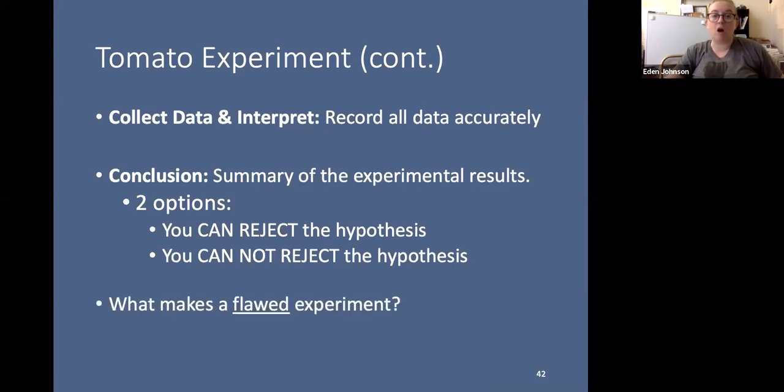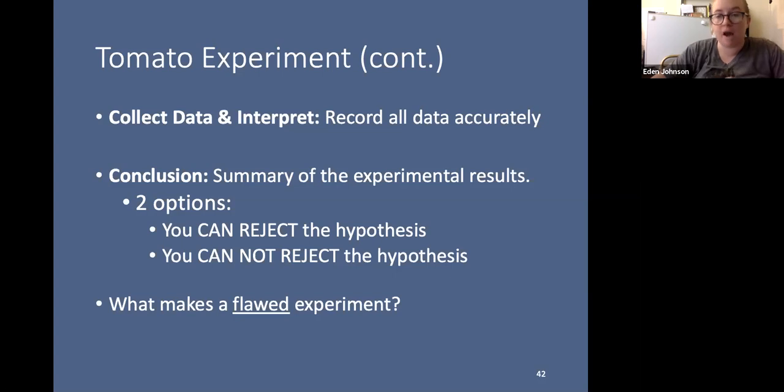Now, what makes a flawed experiment? If you have multiple independent variables. So say you manipulated the amount of water and the amount of sunlight in the same experimental groups. Well, and then you found that there was a difference between the size of the tomato plants. Would you know if it was due to the difference in the water or the difference in the sunlight? No, because they're confounding with each other. So for a flawed experiment, you're going to have a ton of independent variables that you have manipulated in your experiment.